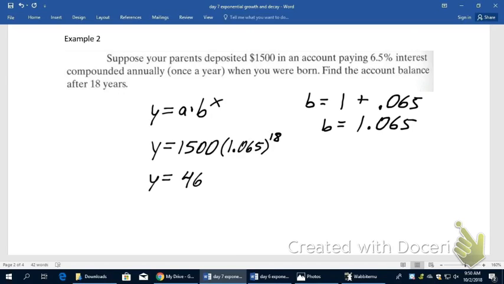And so I'm just going to type this in the calculator and I get $4,659.98 as my final answer. All I did was type this in on the calculator as you see it. If you're using a scientific calculator at home, just type in 1.065, raise it to the 18th power, and then multiply that answer by 1,500 to get your correct answer.